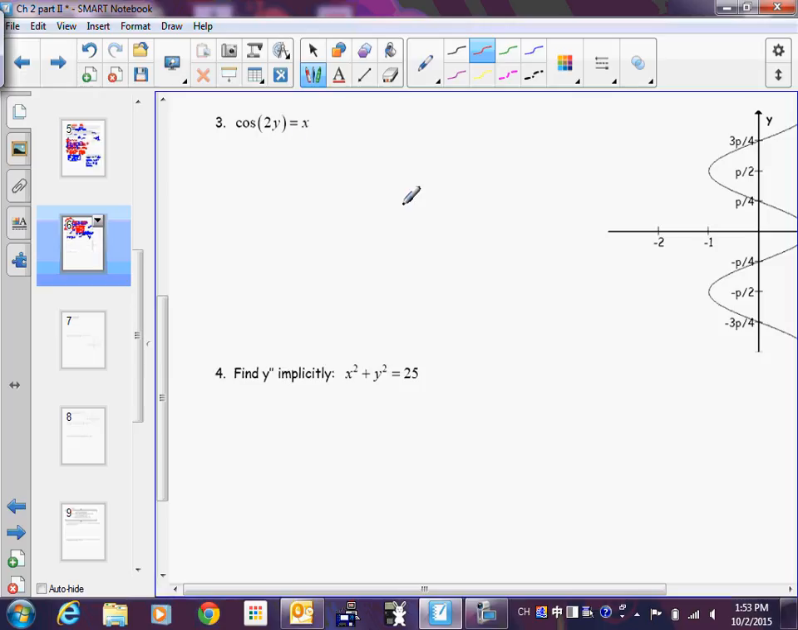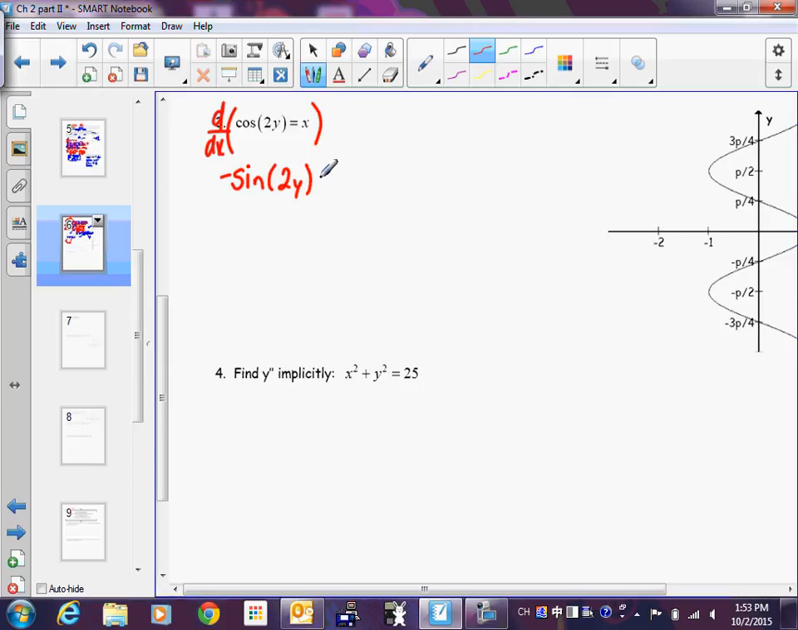So for number 3, first thing, always take derivative with respect to x. That's what d over dx says. And the reason we put parentheses around everything is so that we know we're deriving all the pieces. Okay, cosine of 2y. What's that derivative? Negative sine of 2y, right?